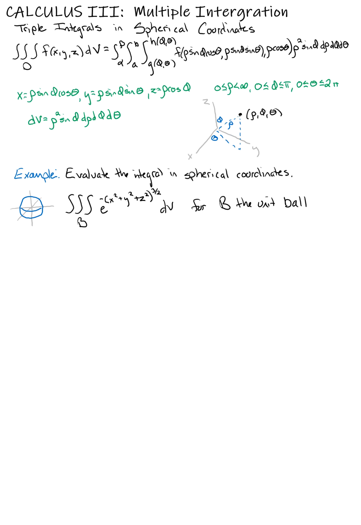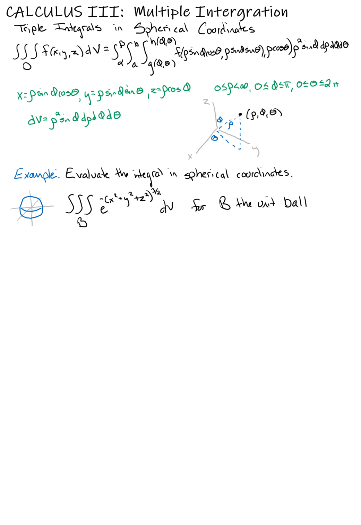Now, in order to change from rectangular coordinates to spherical coordinates, you'll need to know that x is equal to rho sine phi cosine theta, y is rho sine phi sine theta, and z is rho cosine phi.